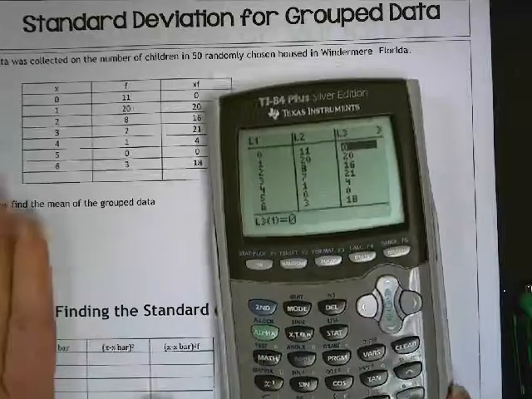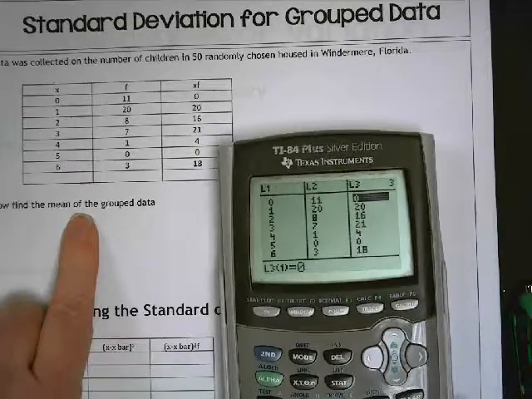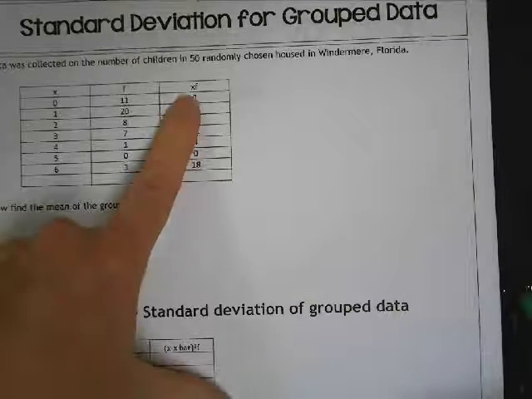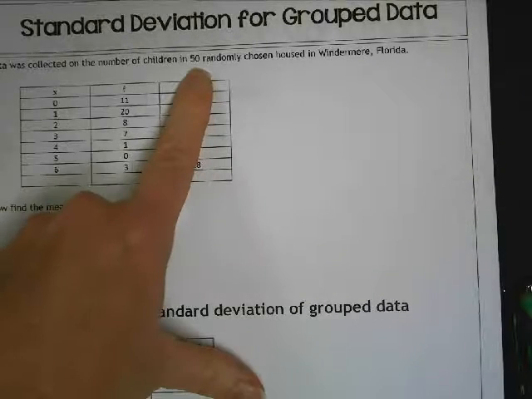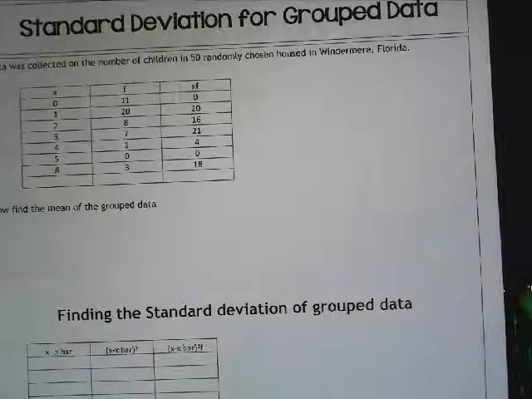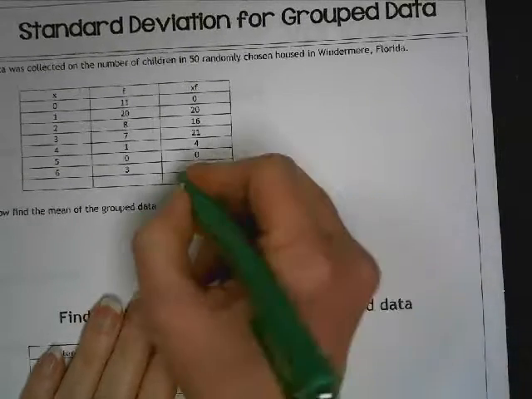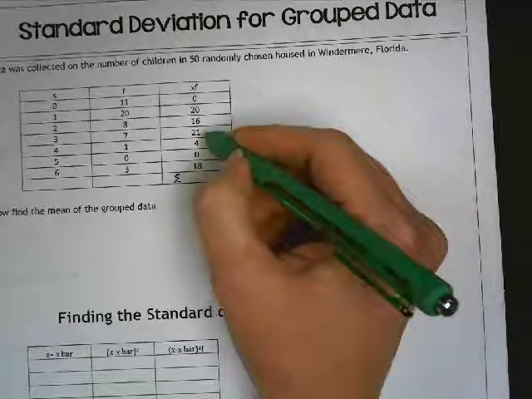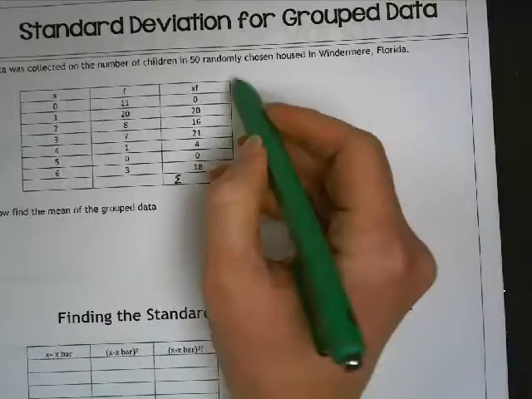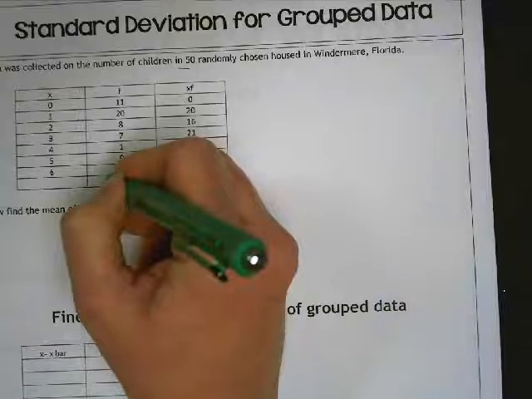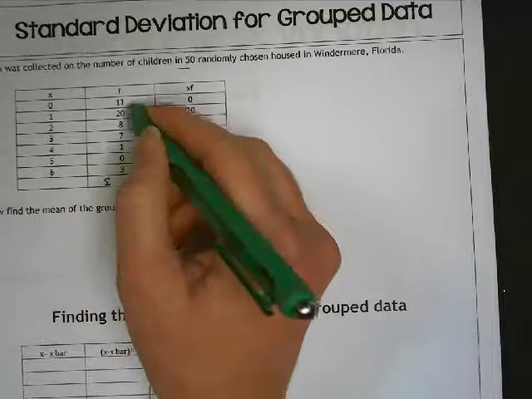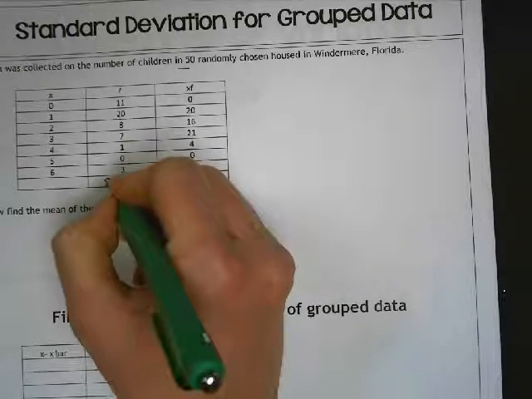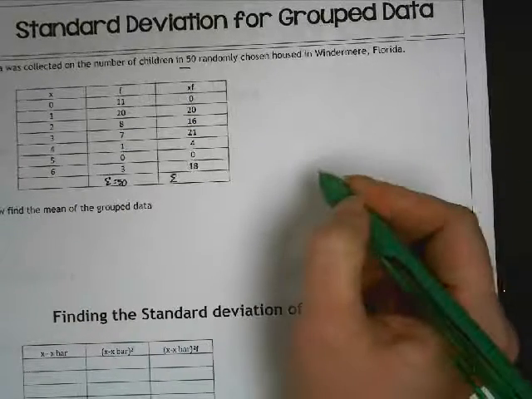Now they want me to find the mean of the group data. If I were doing this by hand, you want to sum this column. They said there was 50, but let's just sum it real quick to be sure. It says the frequency is 50. So that's 11, 31, 39, 46, 47, 50. So that's true. There are 50 children chosen at random.